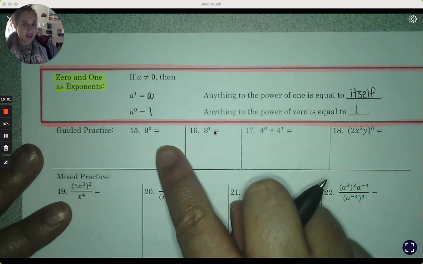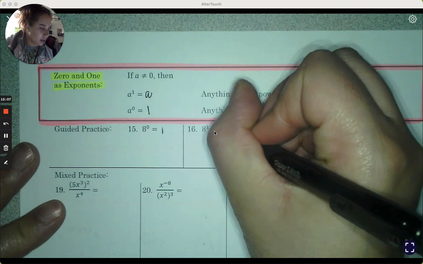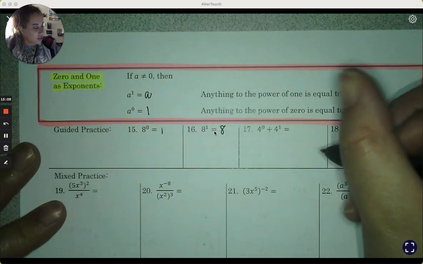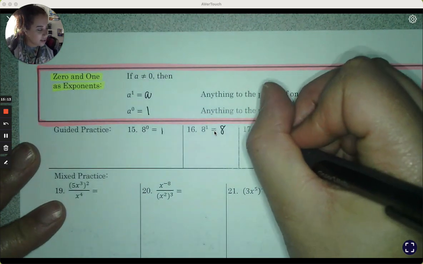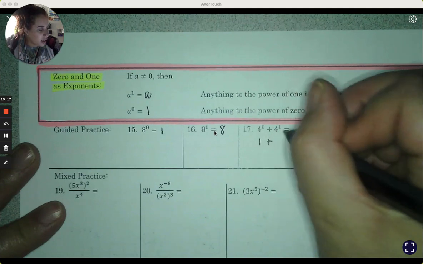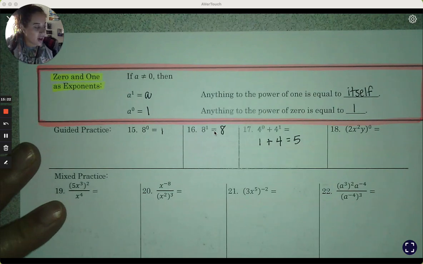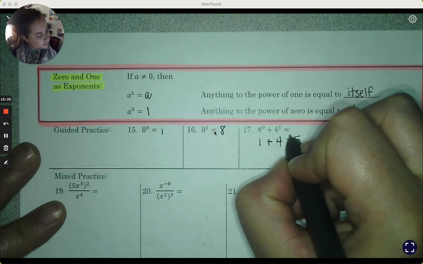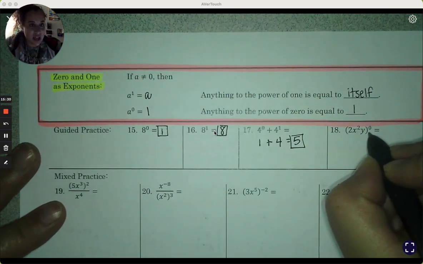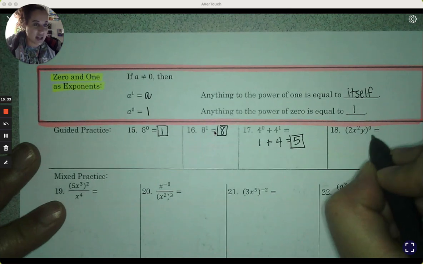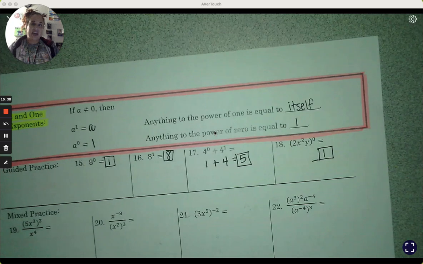So 8 to the 0, anything to the 0 power is 1. Anything to the first power is itself. So looking at 17, where we actually have a combination, anything to the 0 power is 1. Anything to the first power is itself. 1 plus 4 is 5. Put boxes around my answers so you can see. Looking at this one, anything to the 0 power, even if it's a combination of crazy things looking like this, it's still going to be 1. Every single time.